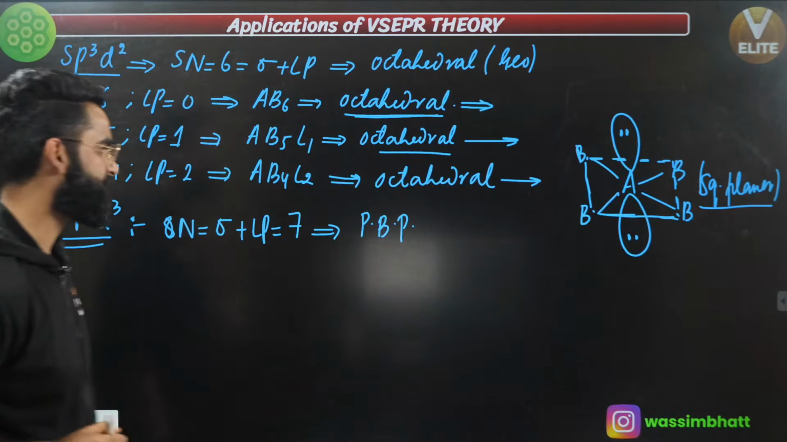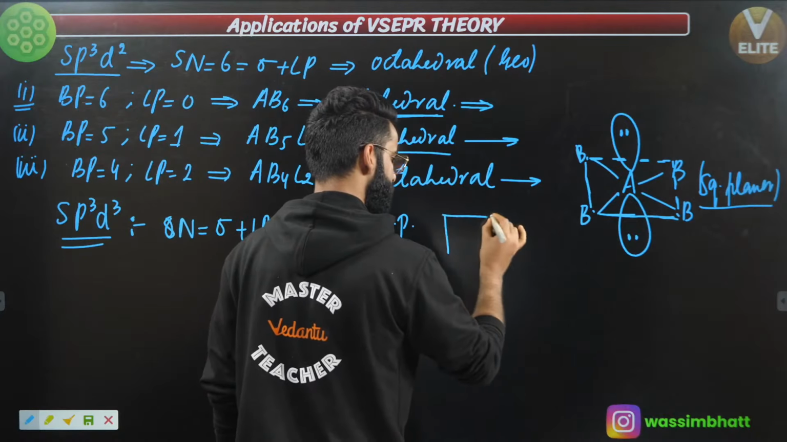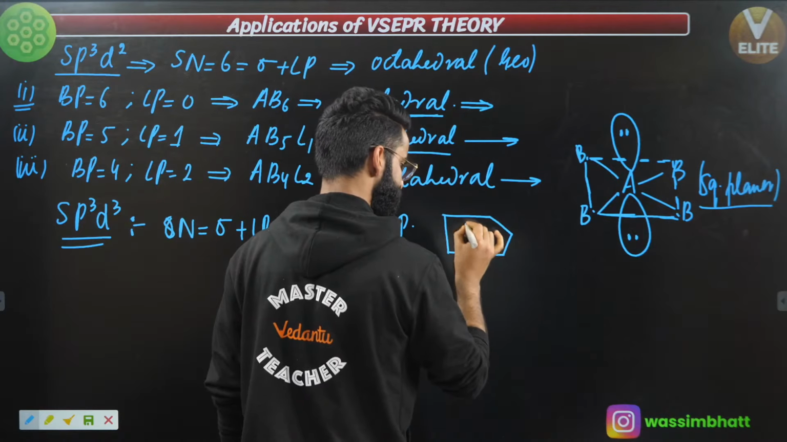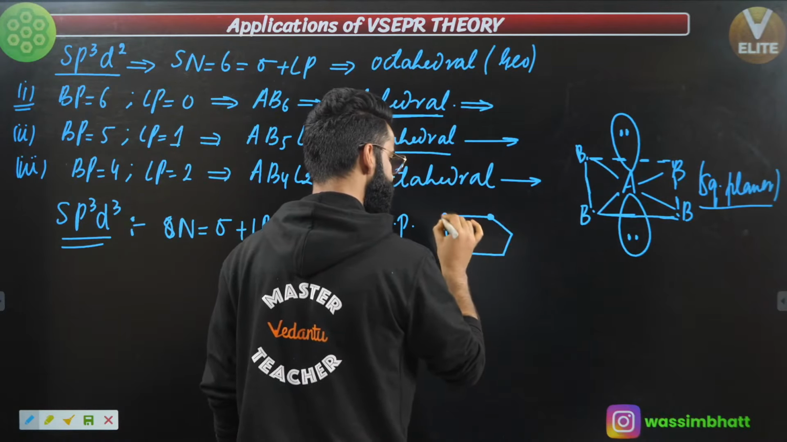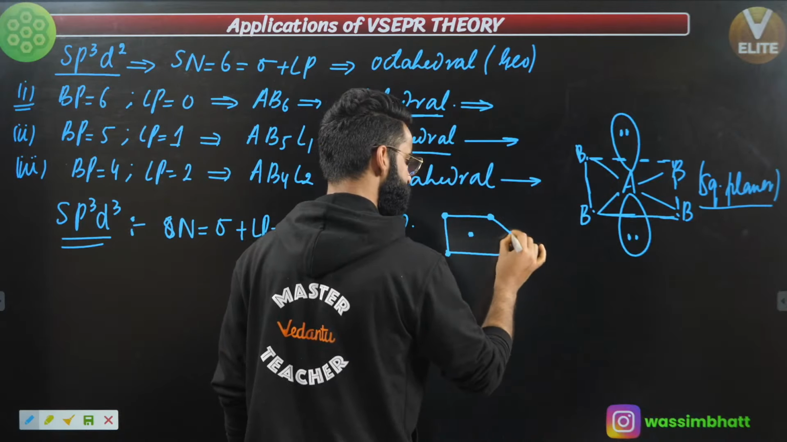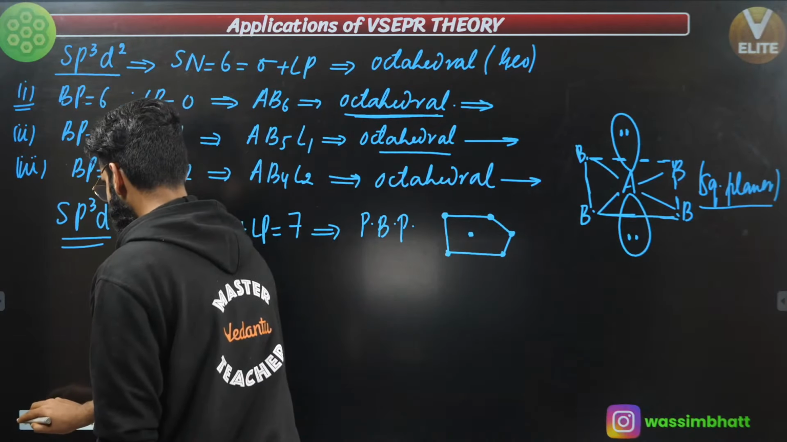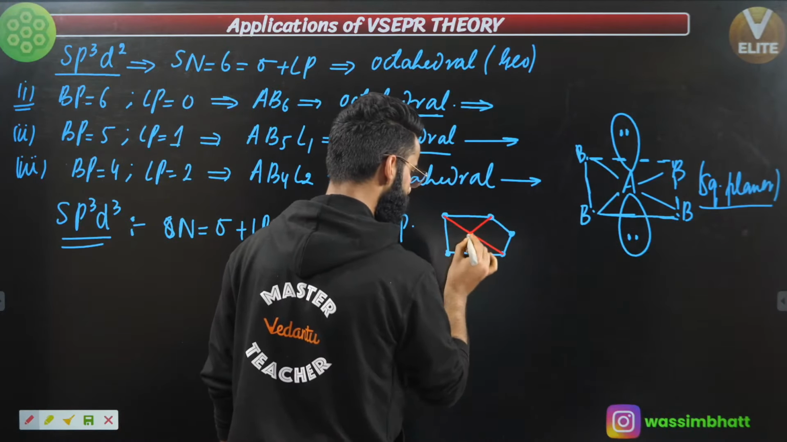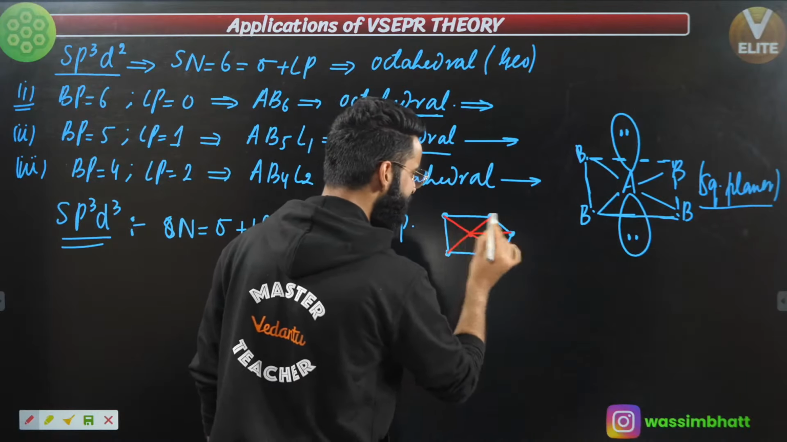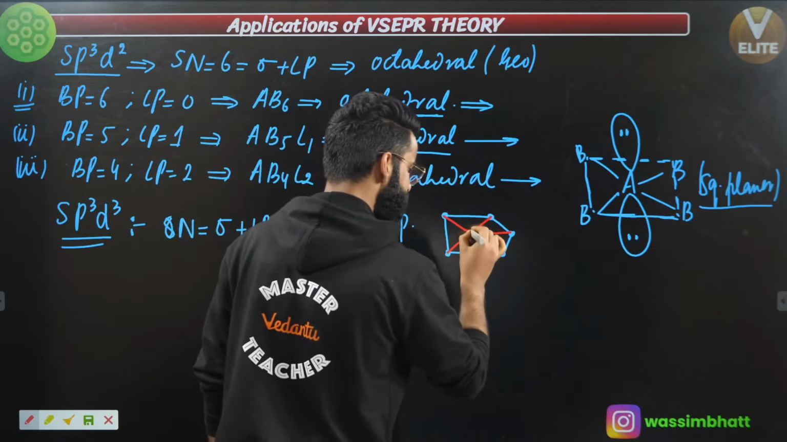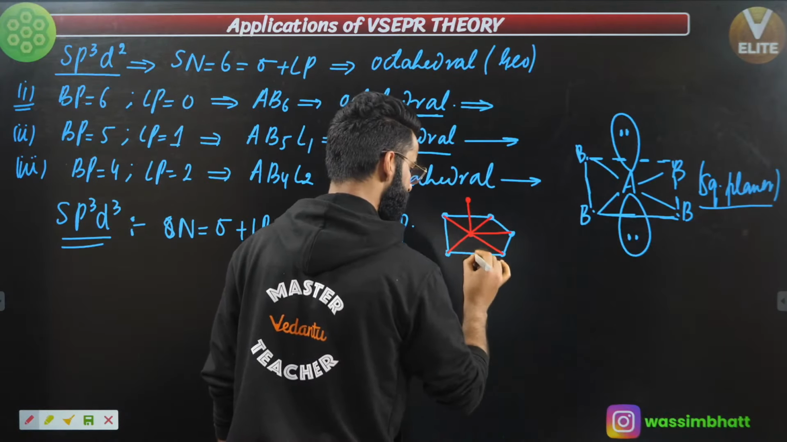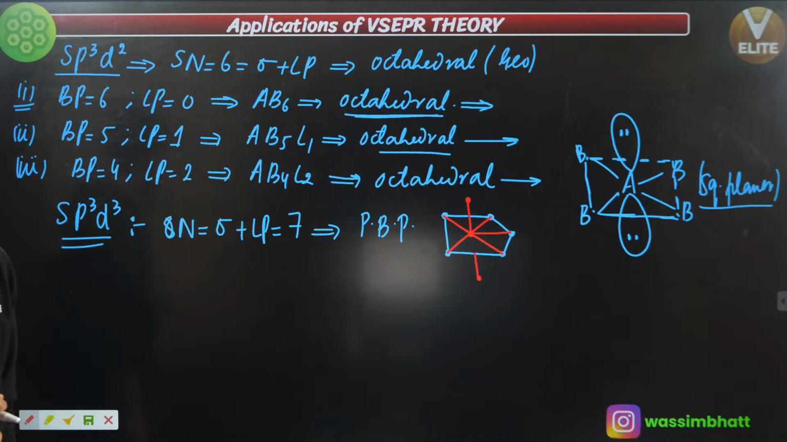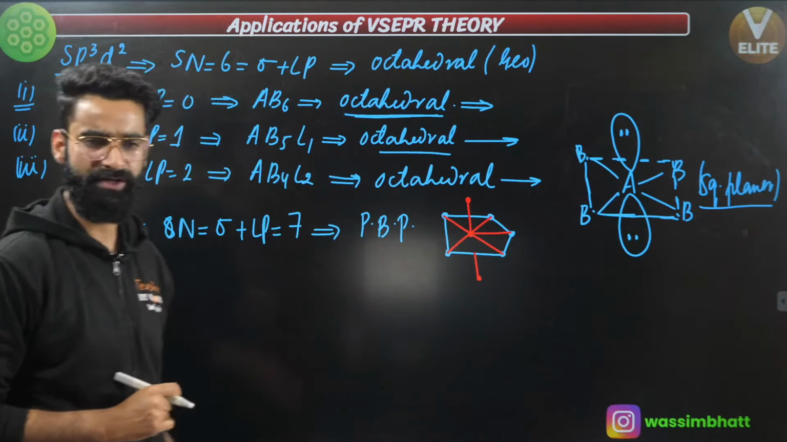And how do we represent this pentagonal bipyramidal geometry? See, let's say this is one atom at the center. This is one more atom, one more atom, one more atom, one more atom, one more atom. Now the bonds between these atoms are, for example, like this: first bond, second, third, fourth, fifth. These green colored lines are not bonds. There is one more bond like this and one more bond like this. We call this geometry pentagonal bipyramidal geometry.